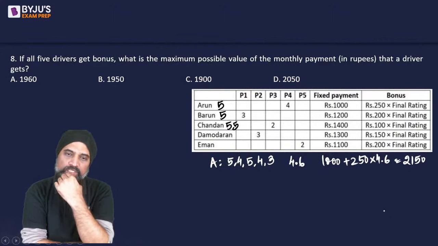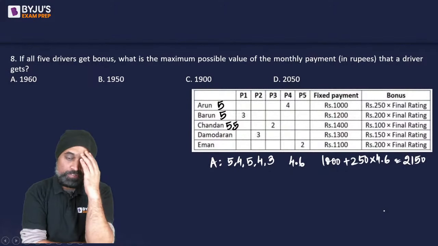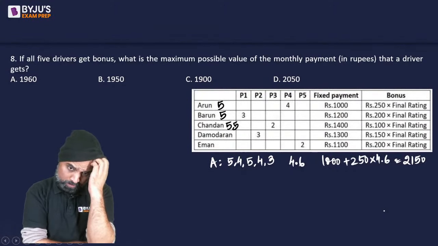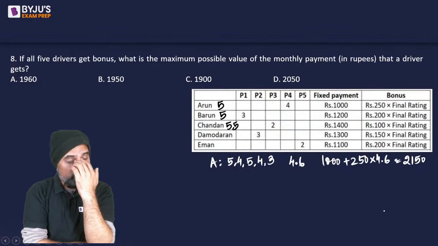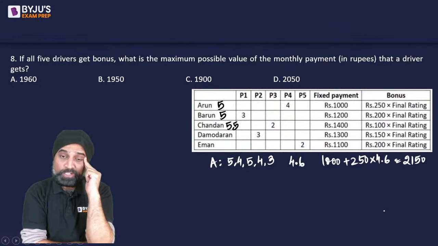Is it 4.6? If all 5 drivers get bonus, what is the maximum possible? So he gets 2 5s, he gets 2 4s and then a 3. 8 plus 3 is 13, 13 plus 10 is 23, 23 by 5 is 4.6.